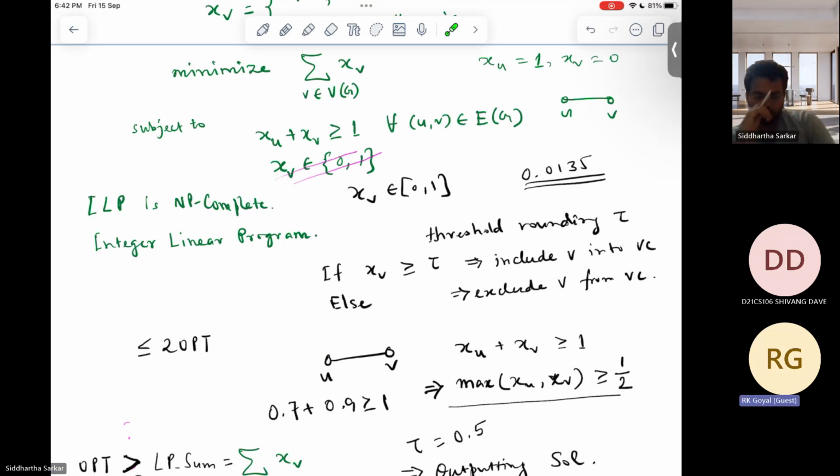Now the feasibility of the solution is established. We have this technique of threshold rounding, and this in fact gives us a feasible vertex cover. But now we want to argue what the size of this vertex cover is and how it compares with the size of the minimum vertex cover.